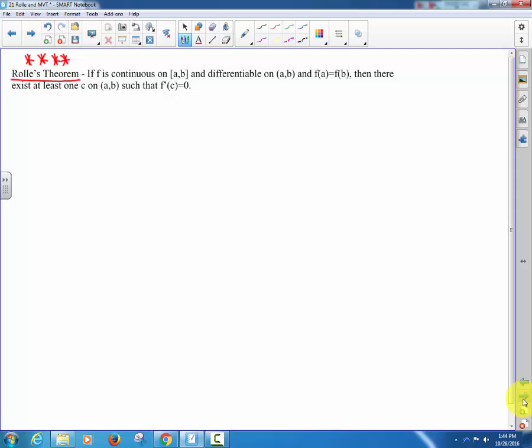If f is continuous on the closed interval [a, b], okay? We know what continuous means. What's the significance of the square brackets around a and b? The points are included. So if f is continuous all the way from a to b, okay? Let's put an x, y axis here. We're going to start here at a. We're going to end here at b.